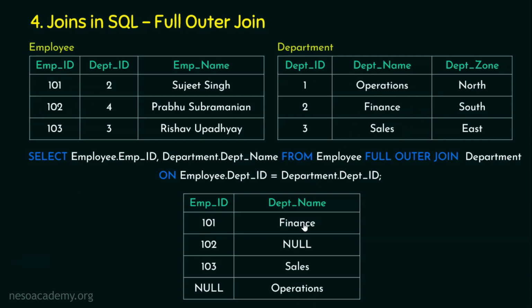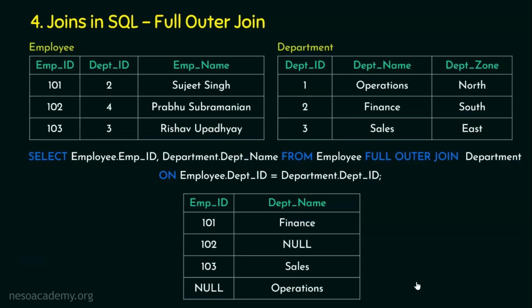Operations, sales and finance. But if you see, 102 is working for department ID 4, that doesn't exist here. So it is a null here. Similarly, operations, I mean the department ID 1, there is no one working for department ID 1. And that's why we get null here for operations. I hope full outer join is also clear to you.